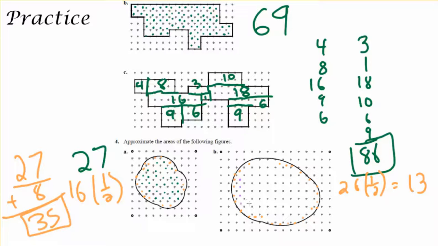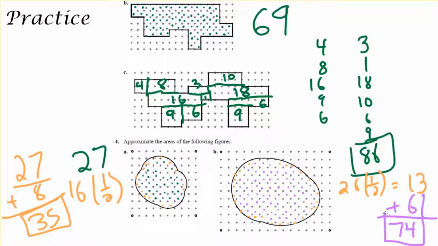Let's go ahead and approach the last problem and do the same thing as practice. I carefully do all the little half parts first. Now I have 26 half parts, that'll give me 13. Do all the whole parts in a different color. I have 61 whole parts, so I'll add that together and I get a final answer of 74 square units.